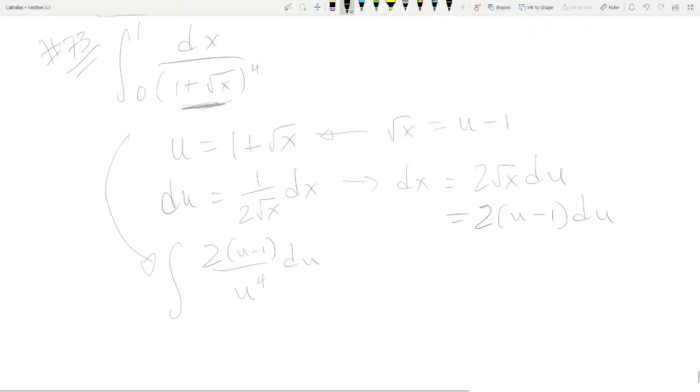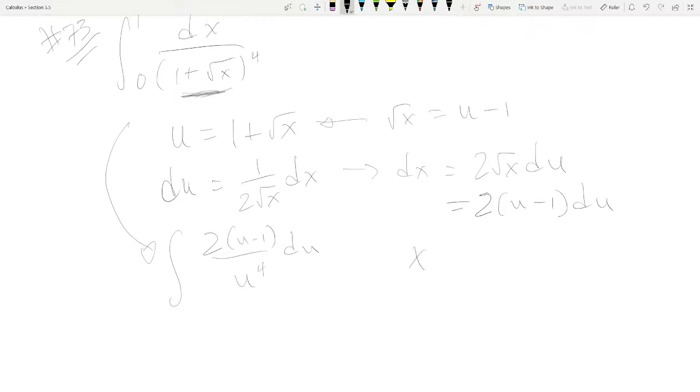And then I'm going to change the bounds. X is going from 0 to 1. When x is 0, u is 1. When x is 1, u is 2. So my new bounds are 1 to 2.